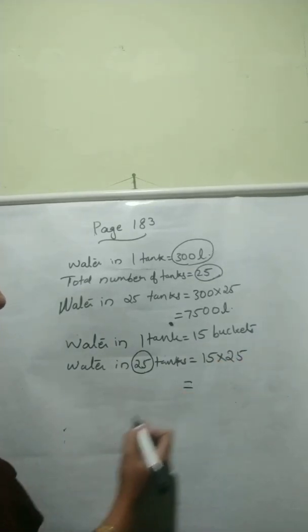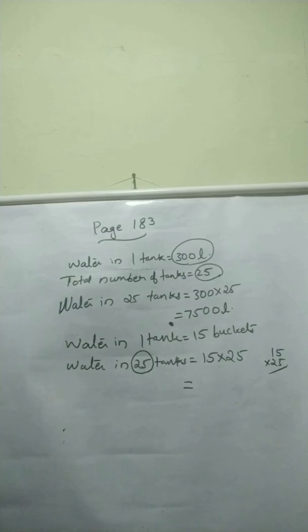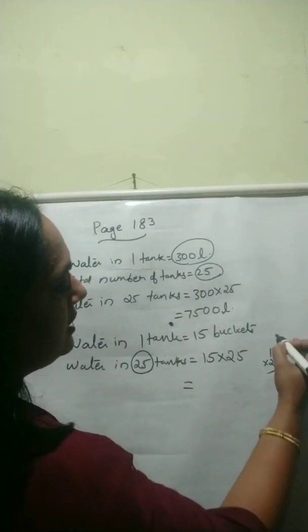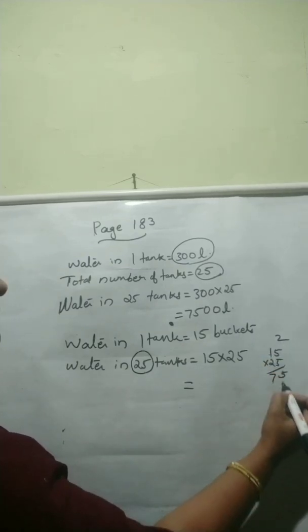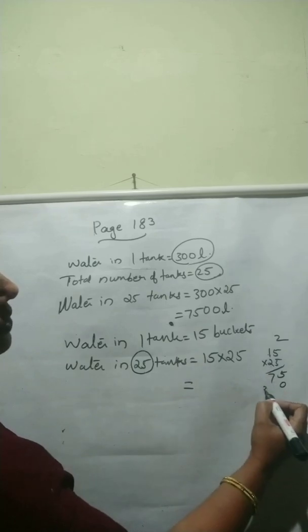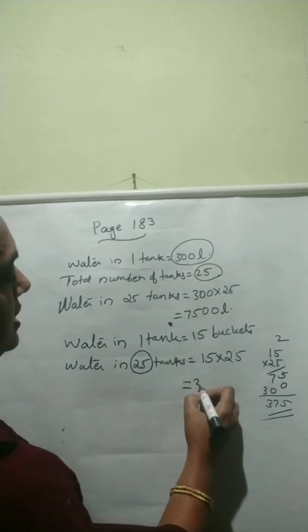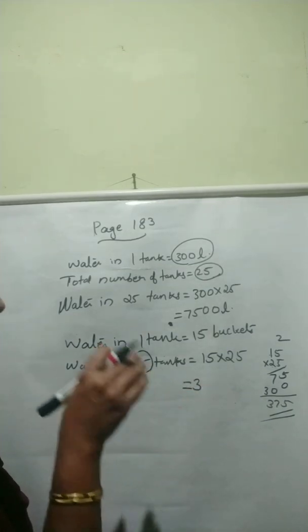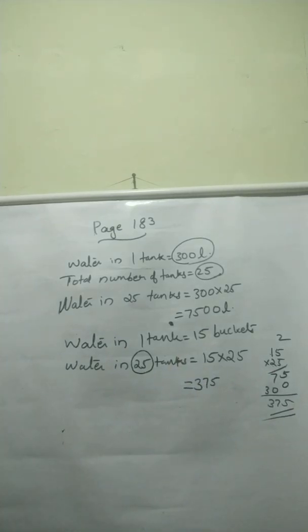So that is equal to, now we can multiply this one. 15 multiplied by 25. 5 fives are 25. Then 2. Then 5 times 1, 5 plus 2, 7. Then next 0. Then 15 times 2, 30. Now we can say 375. So we know that the total number of buckets, that means this much, 375 buckets of water needed for 25 tanks. Okay, this way we have to solve these type of questions.